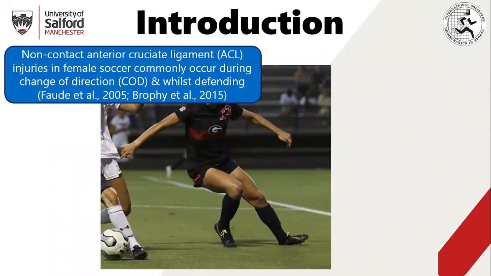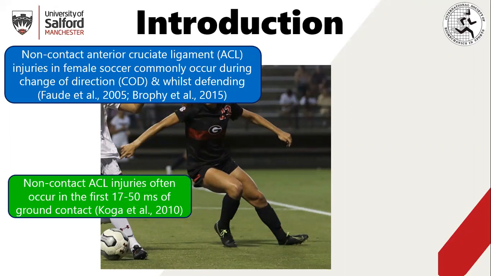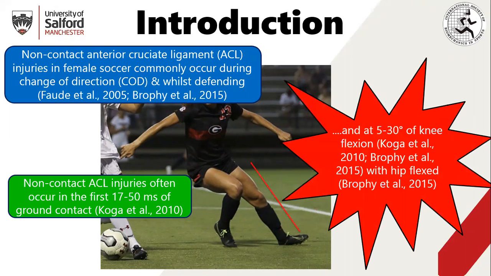Non-contact ACL injuries in female soccer commonly occur during change of direction actions. Thus, consideration of angle-specific muscle balance may be more prudent, given that non-contact ACL injuries typically occur in the first 17 to 50 milliseconds of ground contact of landing and change of direction maneuvers, and at 5 to 30 degrees of knee flexion. Poor hamstring co-contraction strength in this region may leave the ACL vulnerable to elevated anterior shear forces from the quadriceps.